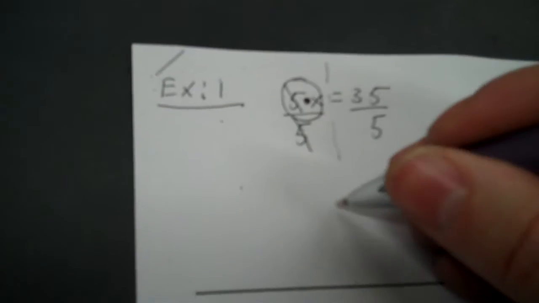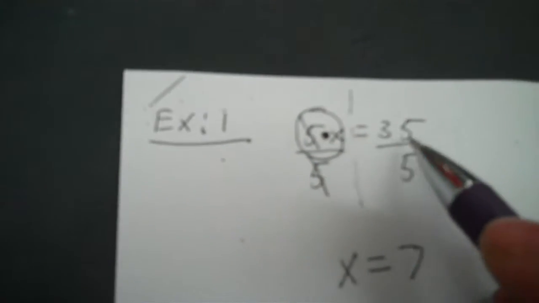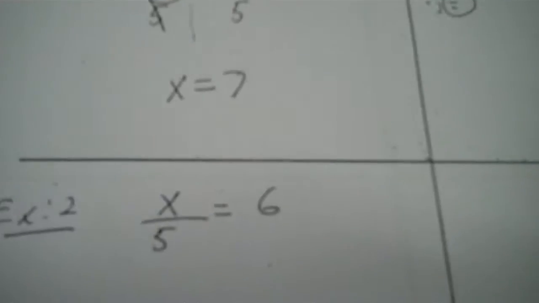And that allows you to cross out the 5's, and now the x is by itself. And then 35 divided by 5 is 7. So x equals 7. Which makes sense because 5 times x equals 35. Now that I know x is 7, 5 times 7 is 35.